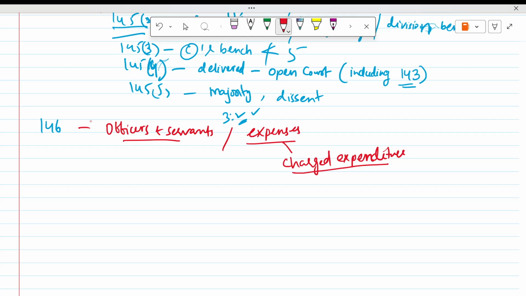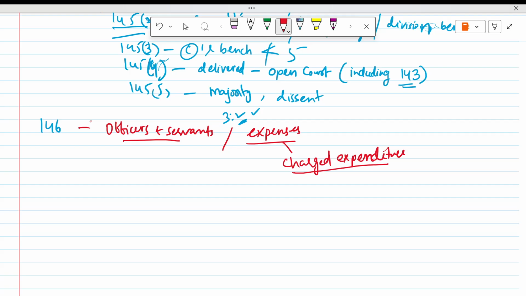Charged expenditure means Parliament need not vote. Actually, if you want to withdraw any amount from the Consolidated Fund of India, Parliament has to pass the appropriation bill. Appropriation means that is the permission you have to get. Only then can you withdraw even 1 rupee from the Consolidated Fund. But if it comes under charged expenditure, then no vote is available. That means your expenses or salaries cannot be blocked by anyone, even Parliament cannot block it. That is guaranteed by the Constitution. That is charged expenditure.